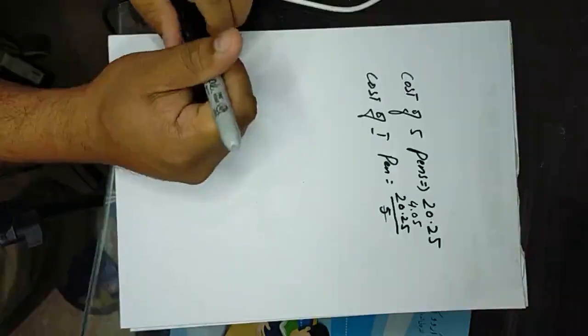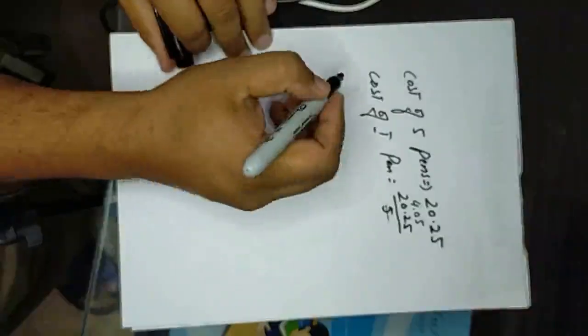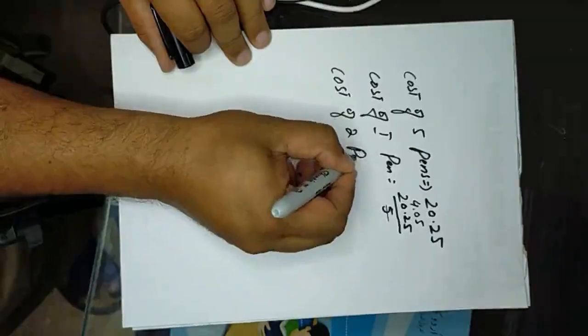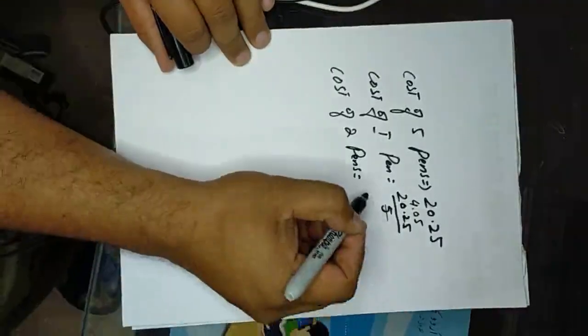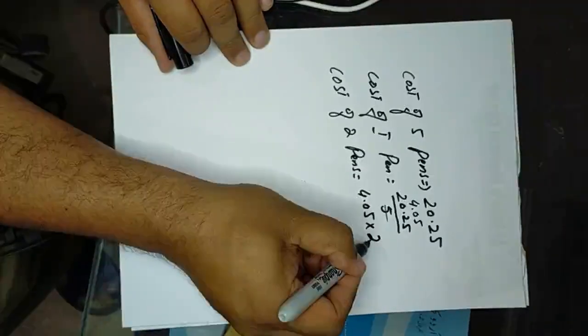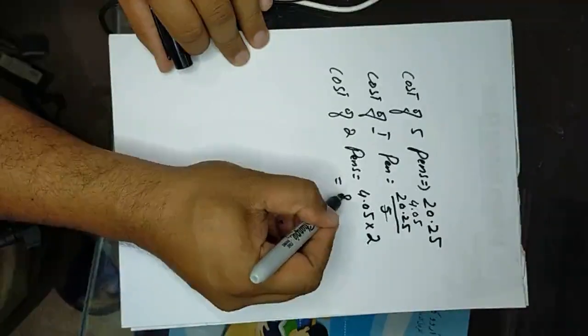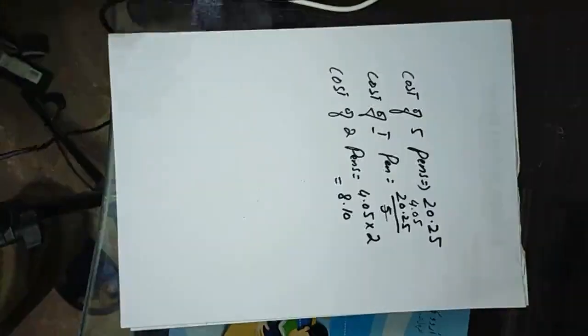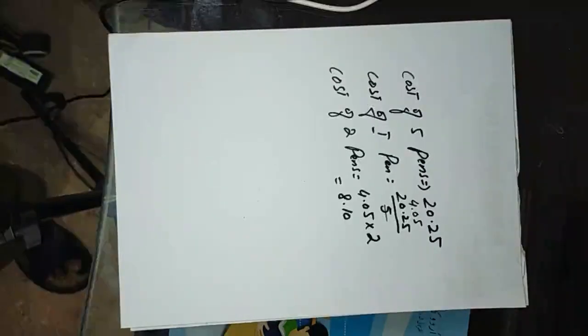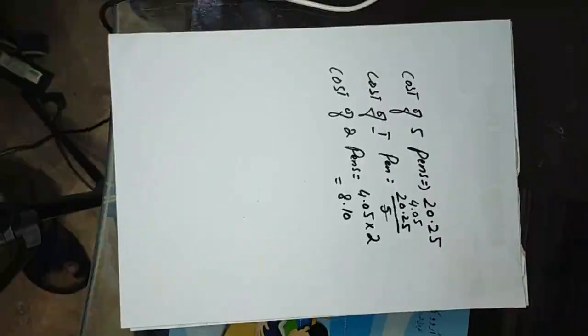And what is the question we want to solve? The cost of 2 pens, right? So we know the cost of 1 pen. Multiply by 2. That will be an easy one, right? So that will be the cost for 2 pens, 8.10. Is everybody clear? Good job, guys. Very good job.